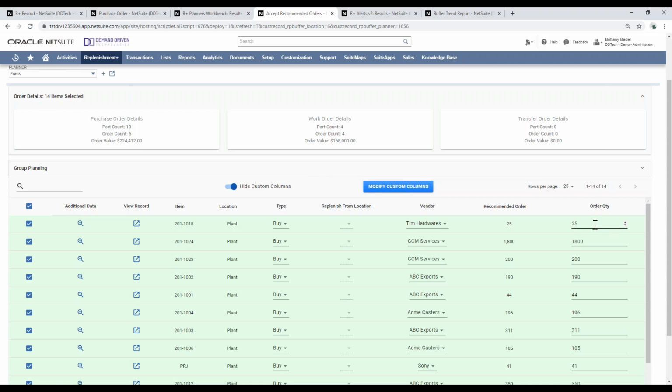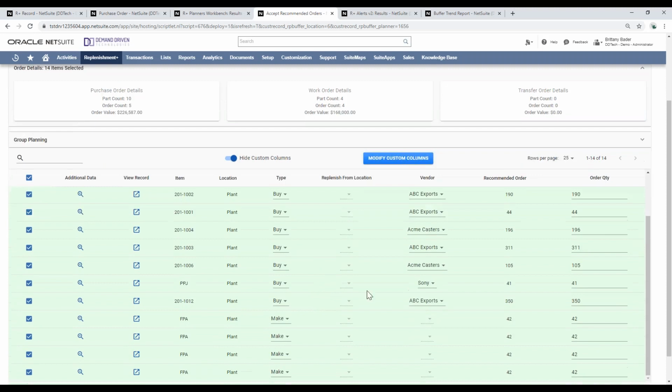If I say, hey, Tim's Hardware, I know that I get a discount this month if I order more than that recommended quantity, I'm okay with that. I can very easily override that 25 to the 100 that I know I get the discount at. Do that in the system, it's going to automatically update that total PO that I would be placing for the day. So very easily can use some of that known intelligence that you have for some of your vendors to take advantage of discounts that you might know about.